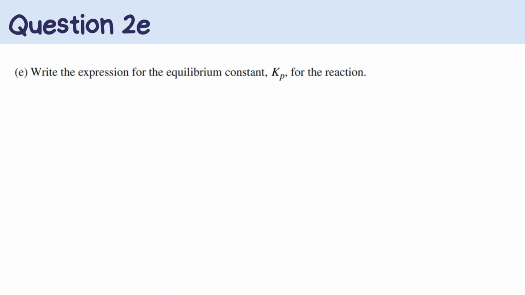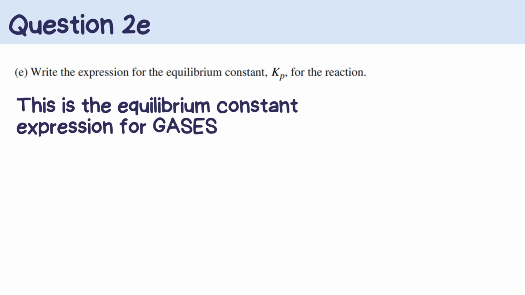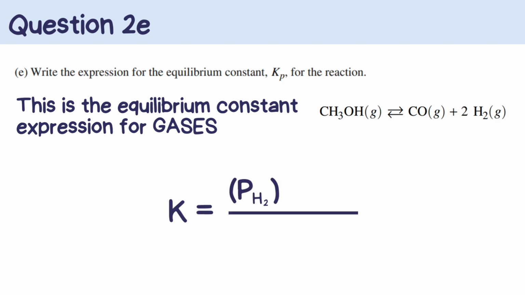Okay, and then for question 2E, it wants the expression for the equilibrium constant. And note that this is going to be a Kp value, which deals with partial pressures, and partial pressures always deal with gases. So I'm actually going to put up the chemical equation for reference. And let's just start writing the expression, which is products over reactants, of course. So our Kp is going to be the partial pressure of hydrogen, and we're going to square that because it has a coefficient of 2.